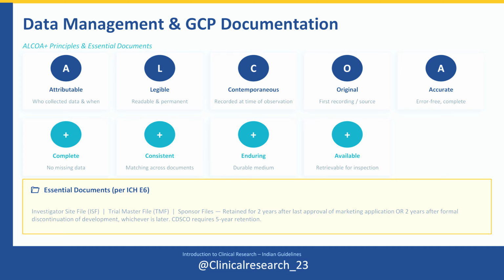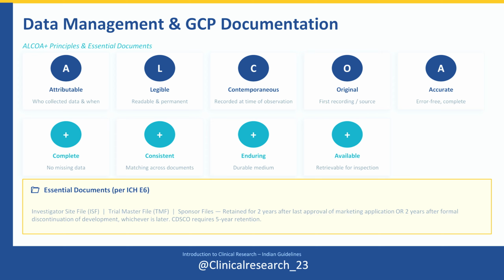Now, when we talk about essential documents, guided by ICH E6, there are some key qualities to keep in mind. First, they must be retrievable for inspection, meaning they should be readily accessible. They should also be available and stored on a durable medium that is enduring over time. Matching across documents is crucial for consistency, and there should be no missing data to ensure completeness. Additionally, these documents must be error-free and accurate, reflecting true and correct information.